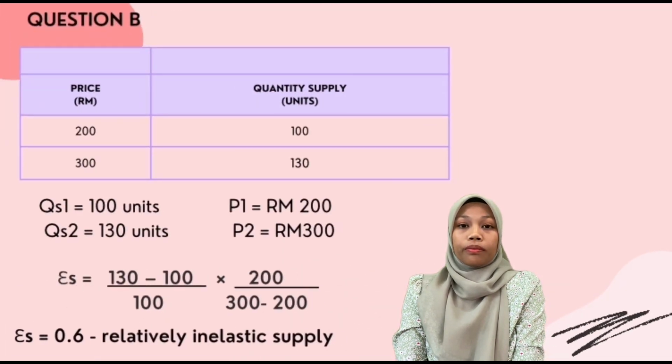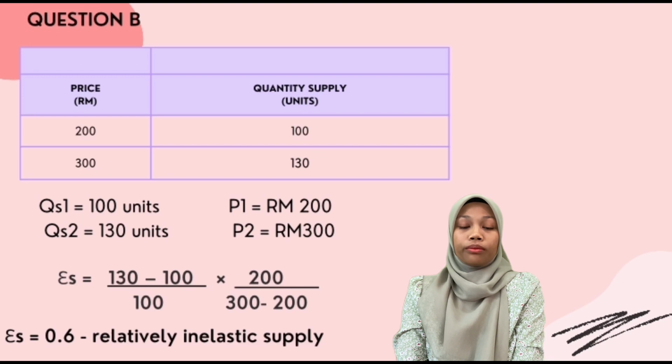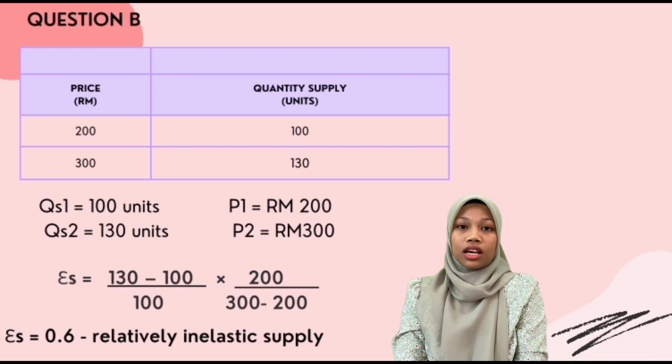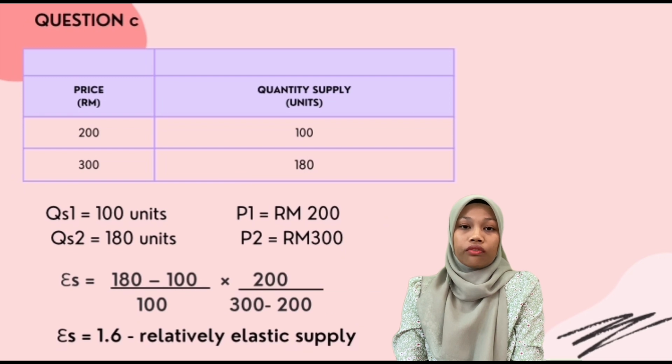Secondly, the price of good A is increasing from RM200 to RM300 while the quantity supplied is increasing from 100 to 130 units. So we substitute all the details into the formula given and the answer is 0.6. As we can see, the elasticity of supply of good A is less than 1, so the degree of elasticity is relatively inelastic.